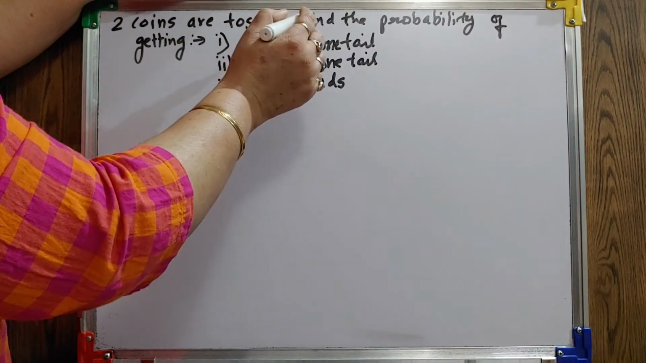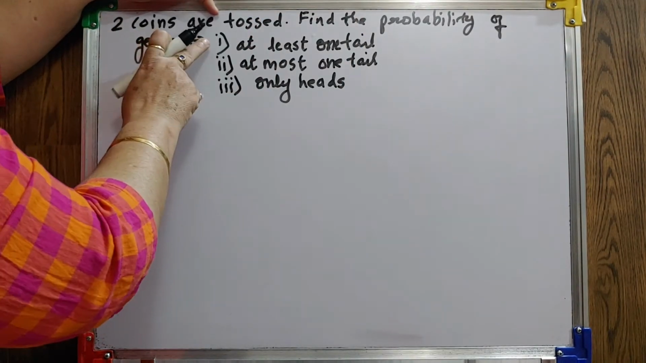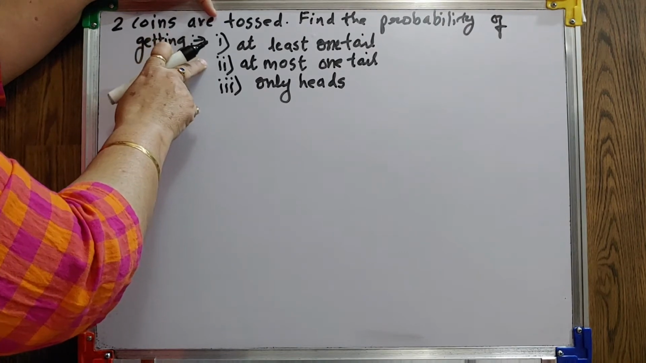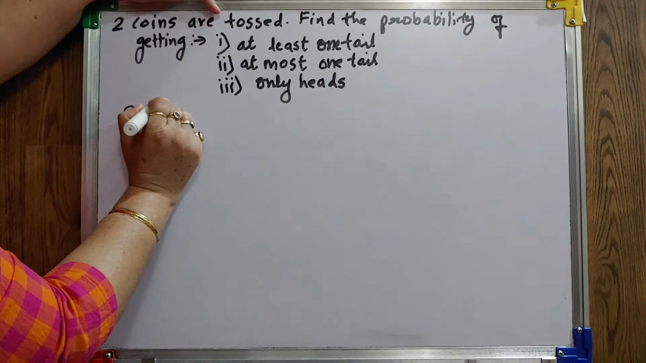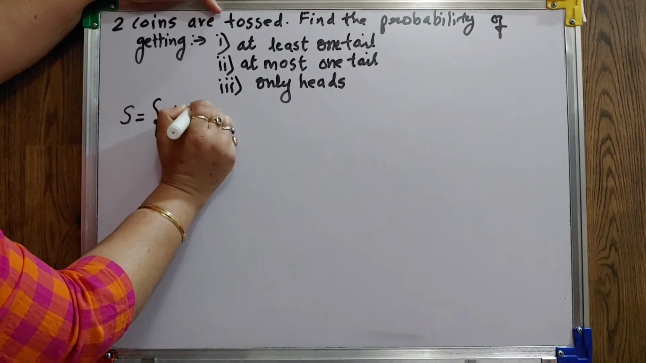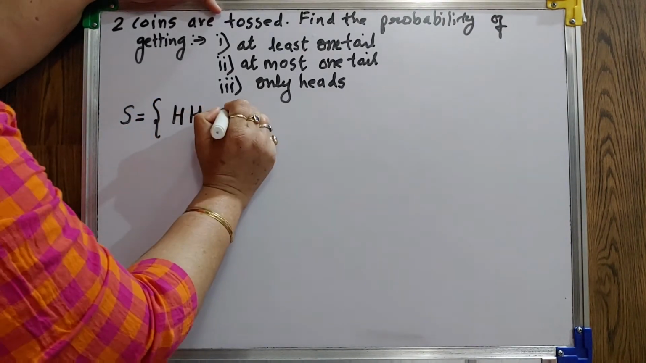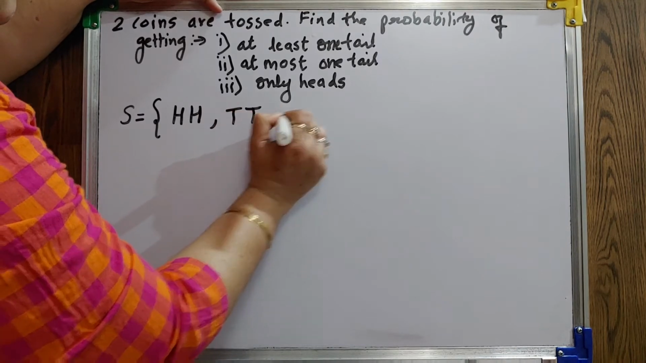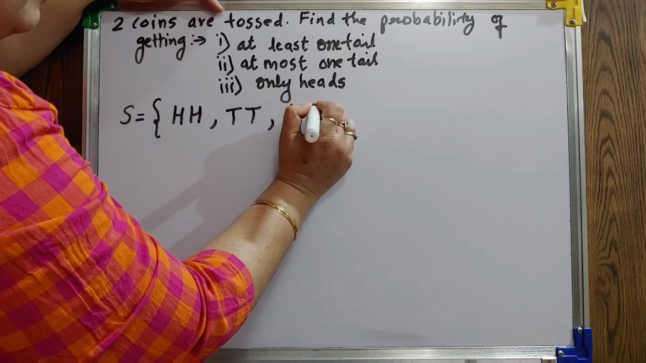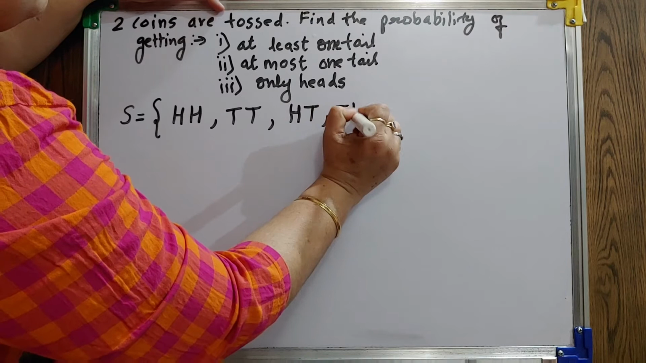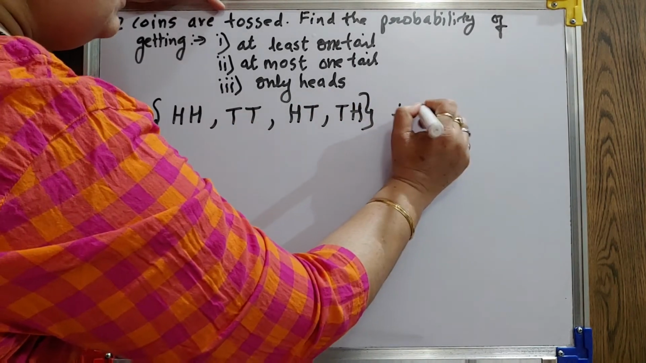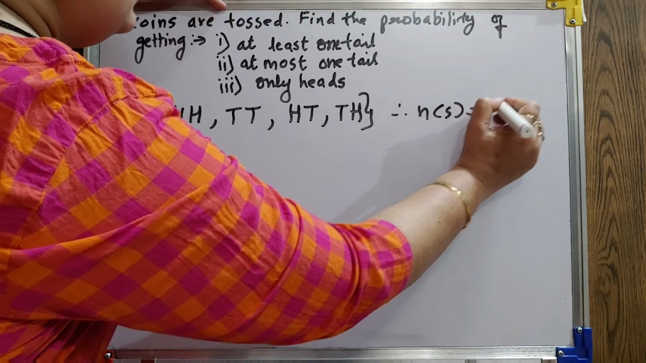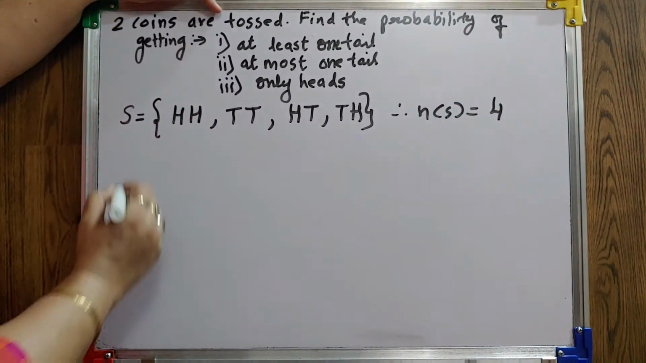Now in this sum, 2 coins are tossed. Find the probability of at least 1 tail, at most 1 tail, and only head. Now first we will go with the sample space. I may get both the heads, both the tails, or first one head or second one head. So these are my 4 possible outcomes. So my N of S is 4.